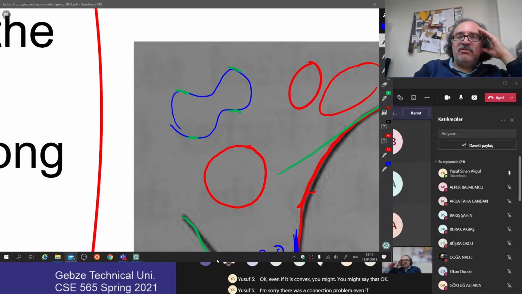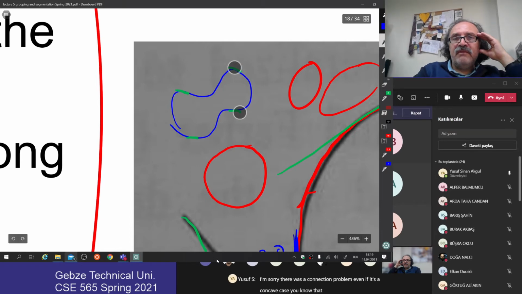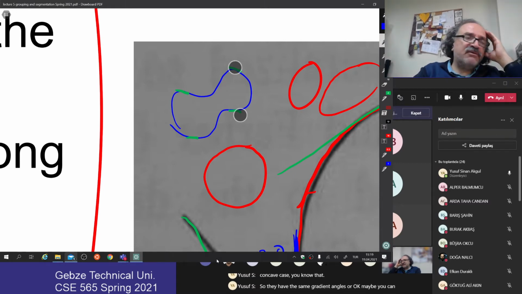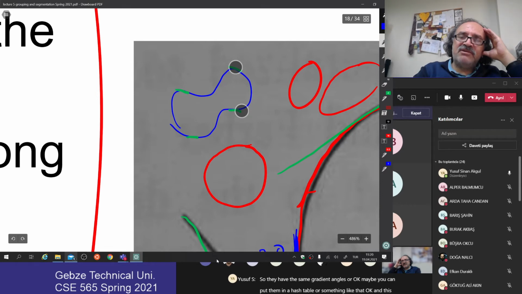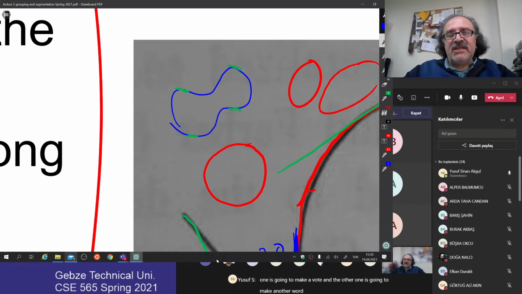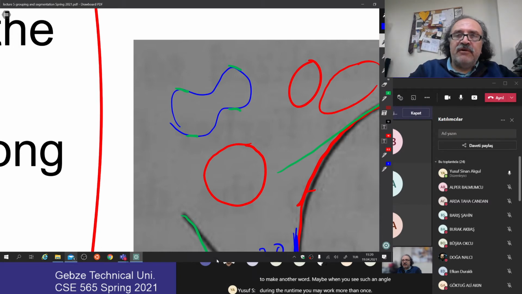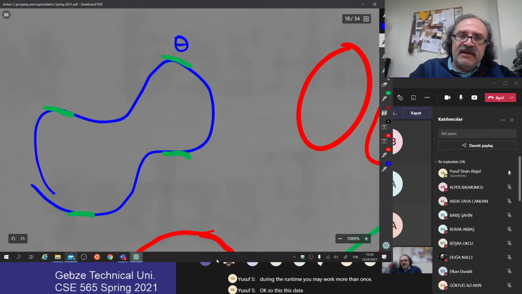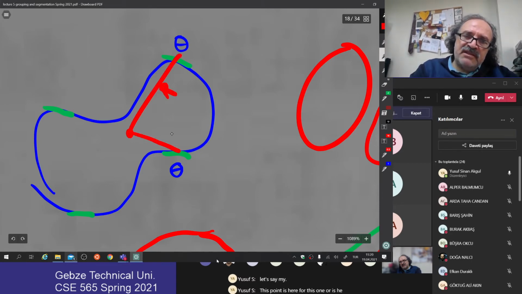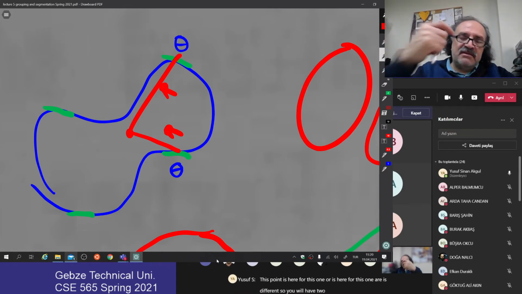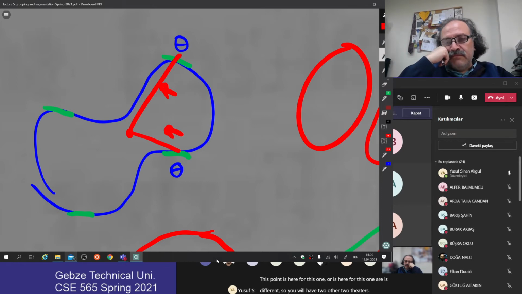Even if it's a concave case, you know that these two have the same gradient angles. Maybe you can put them in a hash table or something like that. This one is going to make a vote and the other one is going to make another vote. Maybe when you see such an angle during the runtime, you may vote more than once. So this theta here and this theta are equal, right? Let's say my reference point is here. For this one, R is here. For this one, R is different. So you will have two R's and two thetas. So during the runtime, you will have two votes for this kind of object.